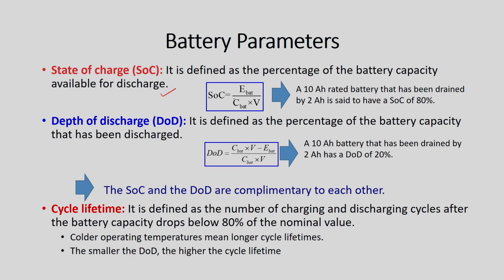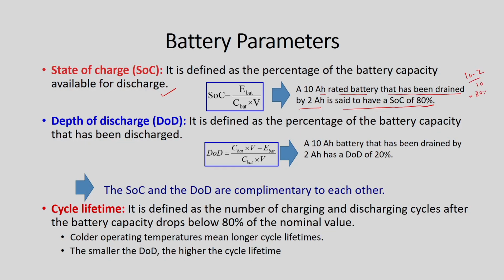So, SOC is equal to E_bat, the energy of the battery, divided by C_bat, the capacity of the battery, multiplied by rated voltage. For example, a 10 ampere hour rated battery that has been drained by 2 ampere hours is said to have a SOC of 80%. So, this is something like 10 minus 2 divided by 10.